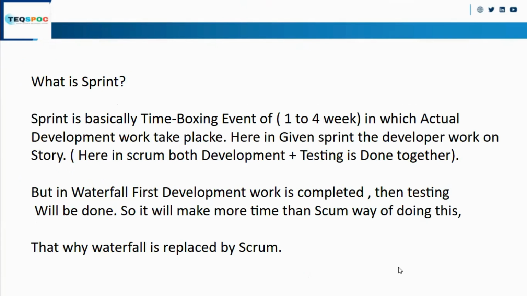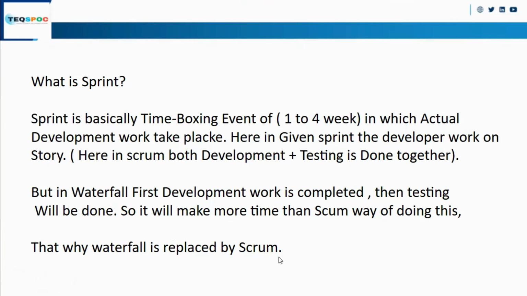Now coming to the sprint. What is sprint? In Scrum, we have a sprint. Sprint is a time boxing event of 1 to 4 weeks in which actual development work takes place. In the given sprint, the developers work upon the stories. In Scrum, the development and testing work is done together. But in waterfall, first the development work will be completed, then the testing work will be done. So it will take more time than Scrum. That's why waterfall is replaced by Scrum.